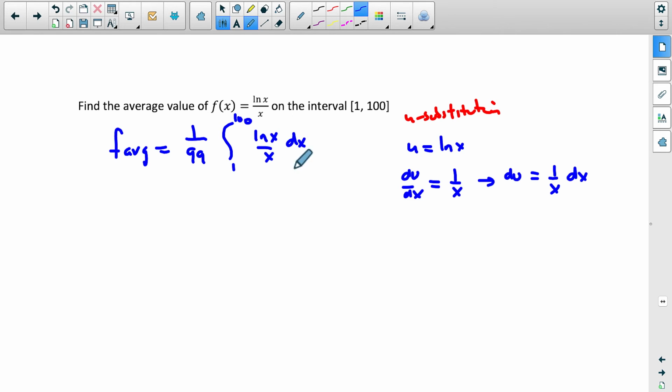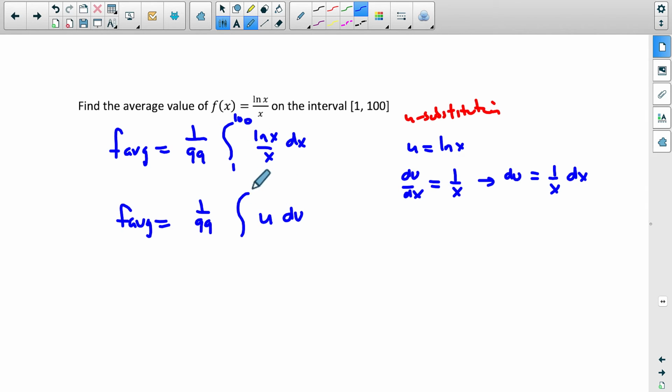Hey, look at that. Now we can actually substitute in here. Instead of writing ln x, I can write u, and instead of writing dx over x, I have du. Wow, so I've just made this a lot easier. Now all I have to do to get f average is still 1 over 99, but I only have to integrate u. That's easy, except for one thing.